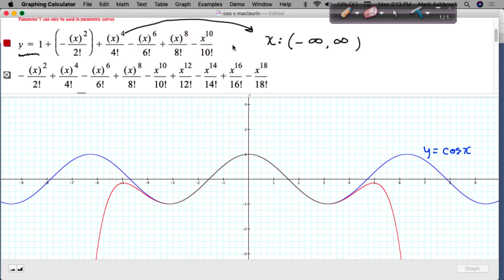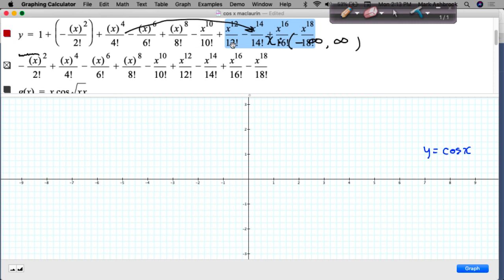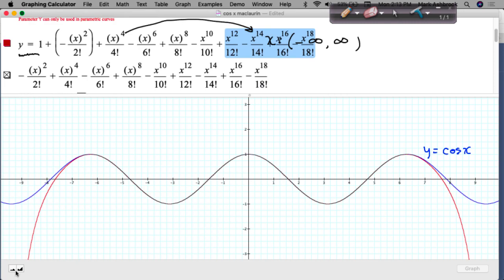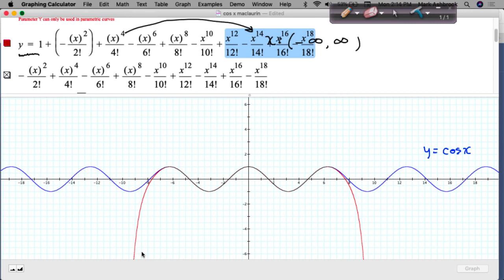So here's the 18th degree Maclaurin polynomial. So see what's happening? We're centered at 0. So for each Taylor polynomial of higher and higher degree, it matches the curve for a larger and larger interval around 0. Kind of works its way out. And if we just kept going infinitely, if we were somehow able to add all infinitely many terms, we'd get cosine x exactly everywhere. Okay, so that's what's going on here. Any questions?